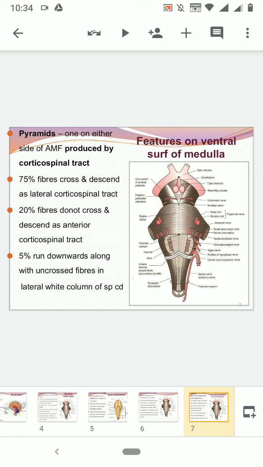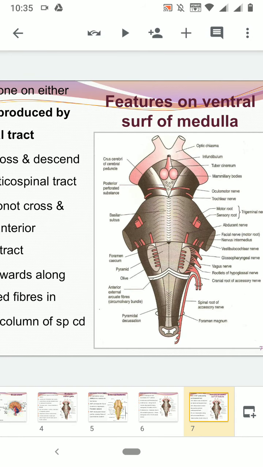So we can see in the center a very important structure, the anterior median fissure, and lateral to the anterior median fissure we have the pyramids. Now what are these pyramids? These pyramids are nothing but motor tracts. So what is the main motor tract? The one which controls the voluntary motor activity of the body is the corticospinal tract, and 75% of the corticospinal tract will cross. You can see some crossings in the lower part of the medulla, and that is called the pyramidal decussation.